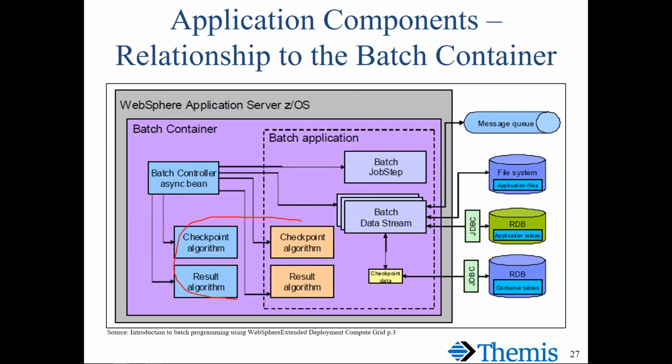This slide gives you a sense that checkpoint and result algorithms are often part of the picture. Checkpointing gives you restartability without having to rerun the whole job, and the result algorithm allows you to specify an overall return code for the job based on the success or otherwise of the steps contained in that job. Also note here we have listed the batch data stream. That's the capability that allows for access to files, relational databases on DB2 or any database. The bottom area is pointing out that DB2 is also used to support the batch container and manage the flow of the job and the restart capabilities as well.